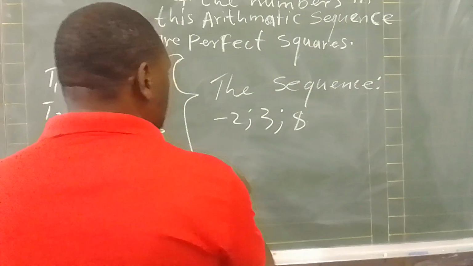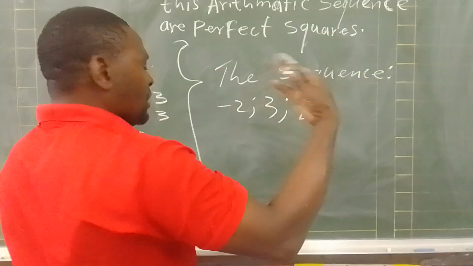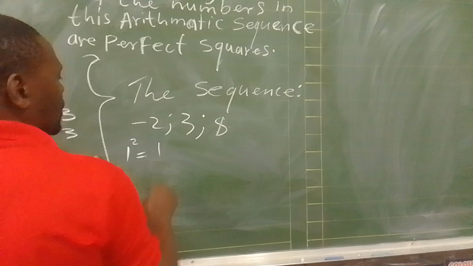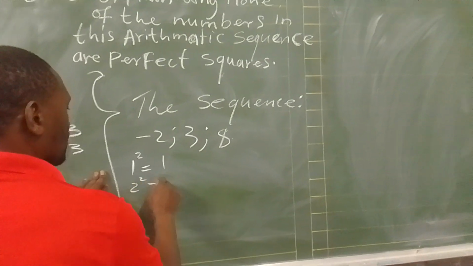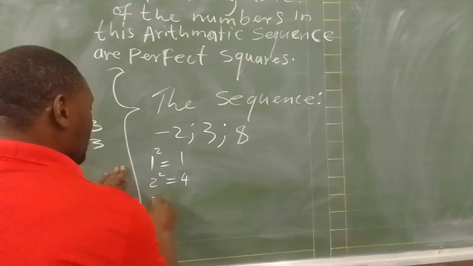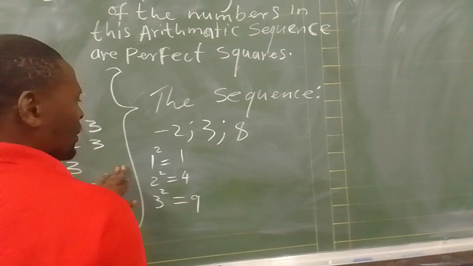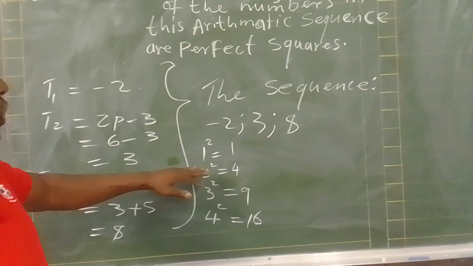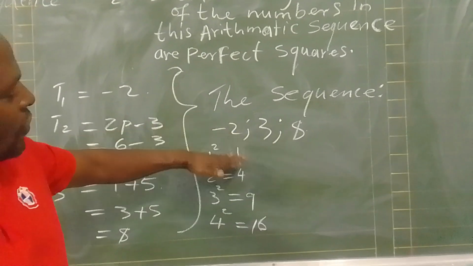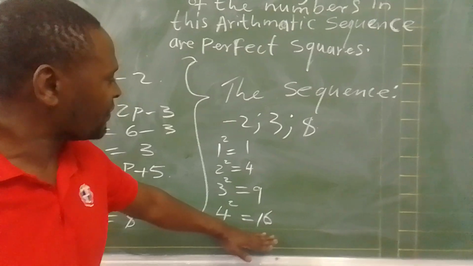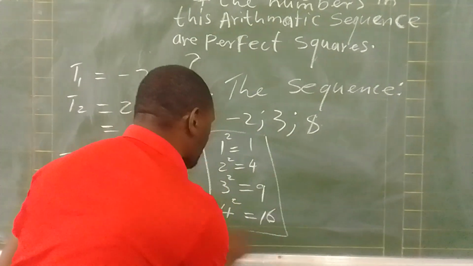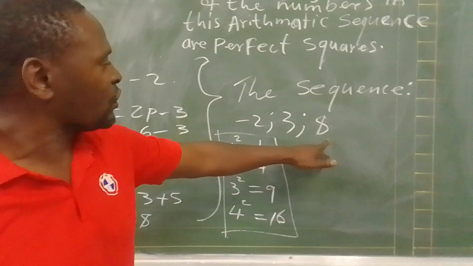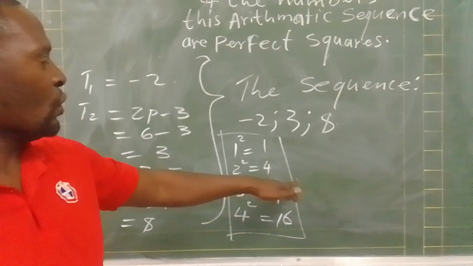A perfect square is a number that is a result of multiplying a number by itself. When you take 1 squared, you get 1. When you take 2 squared, you get 4. When you take 3 squared, you get 9. When you take 4 squared, you get 16. So if you check, minus 2 is none of the perfect square numbers that I have just illustrated here. And 3 does not fall under the category of a perfect square, as well as the 8.